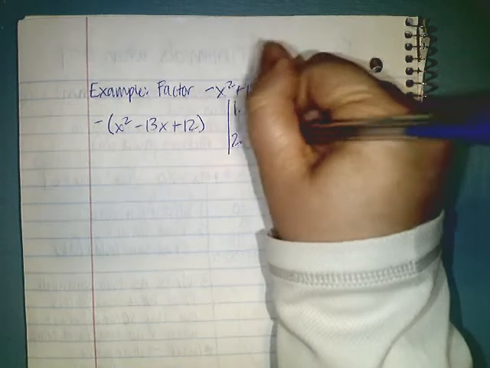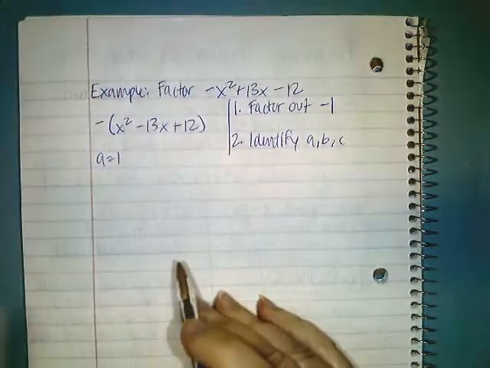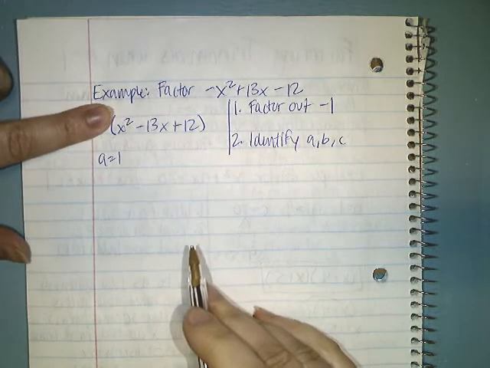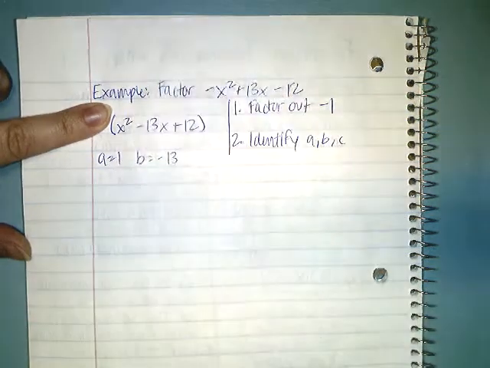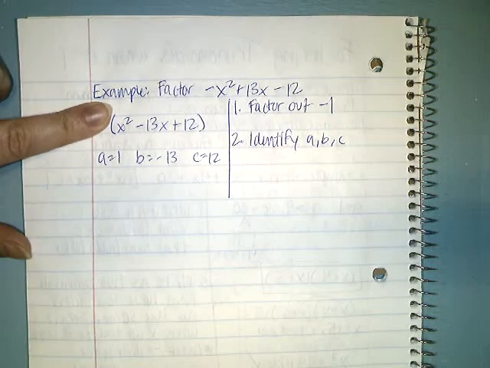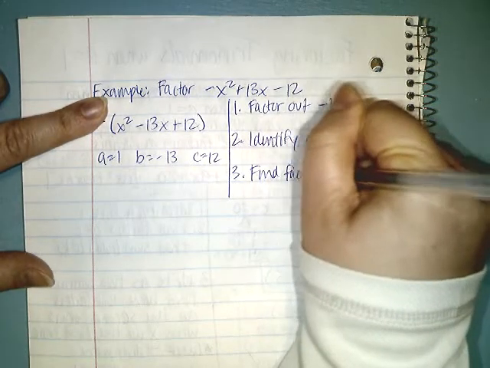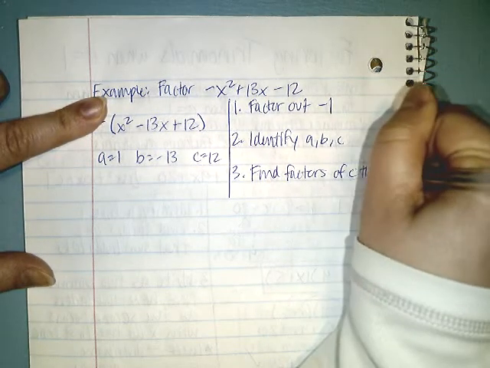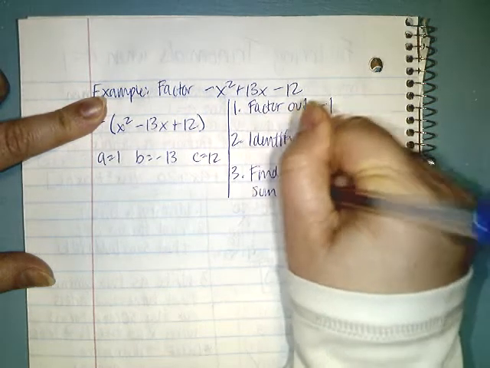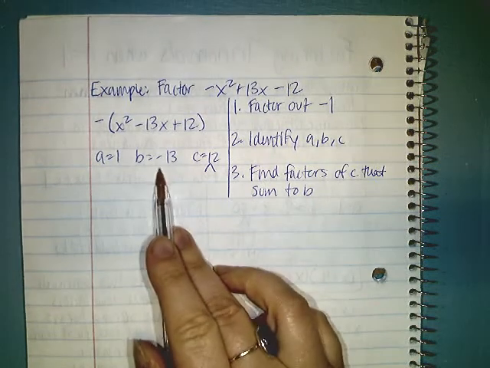So I'm going to identify A, B, and C. So I know A is now 1. So I'm ignoring that negative sign for now. I'm going to write it in my final answer, but I don't need it for this part while I'm factoring what's inside the parentheses. So B is -13, C is 12. Factors of C that add to B. So factors of 12 that add to -13.